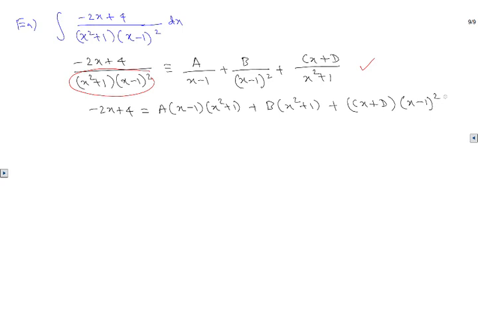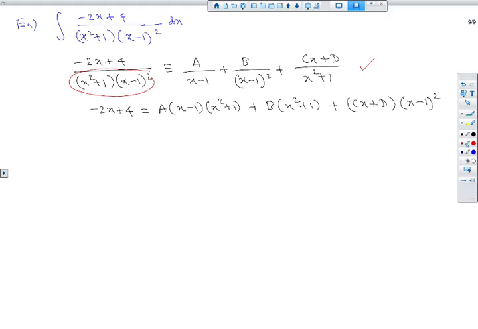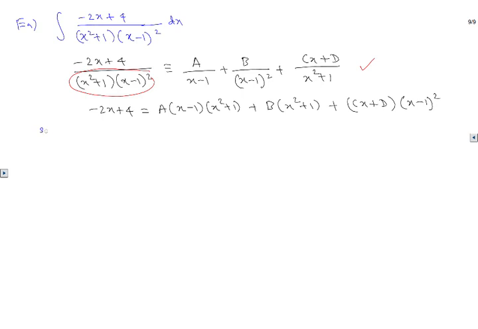Now always when we have this, we can use the substitution method first to find as much as we can, and then we start finding the others. We can find b first because there's a common term x minus 1. So we're going to substitute x equal 1. If you plug in x equal 1, you get 2 equals 0 plus b times 2 plus 0. So this says that b equals 1.